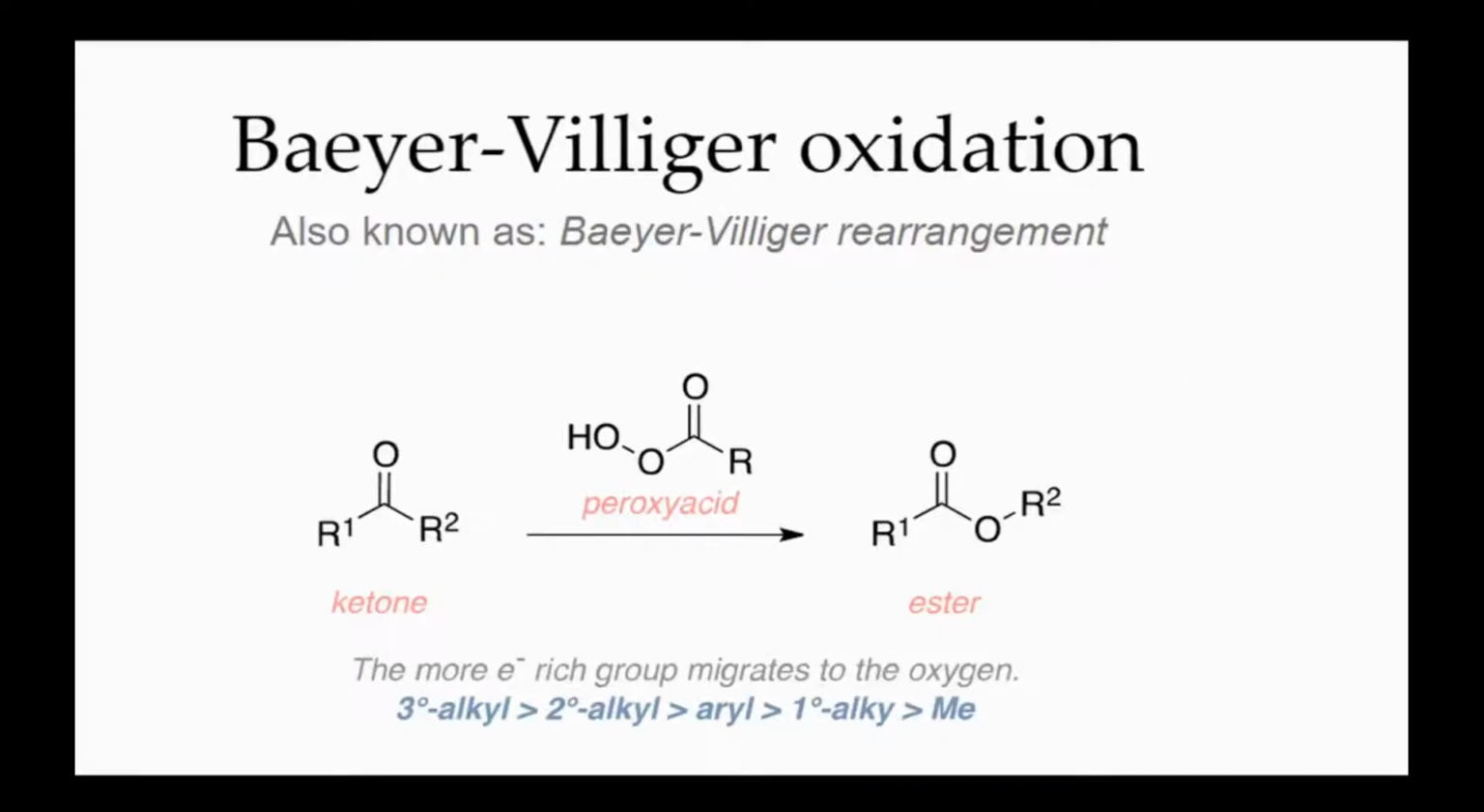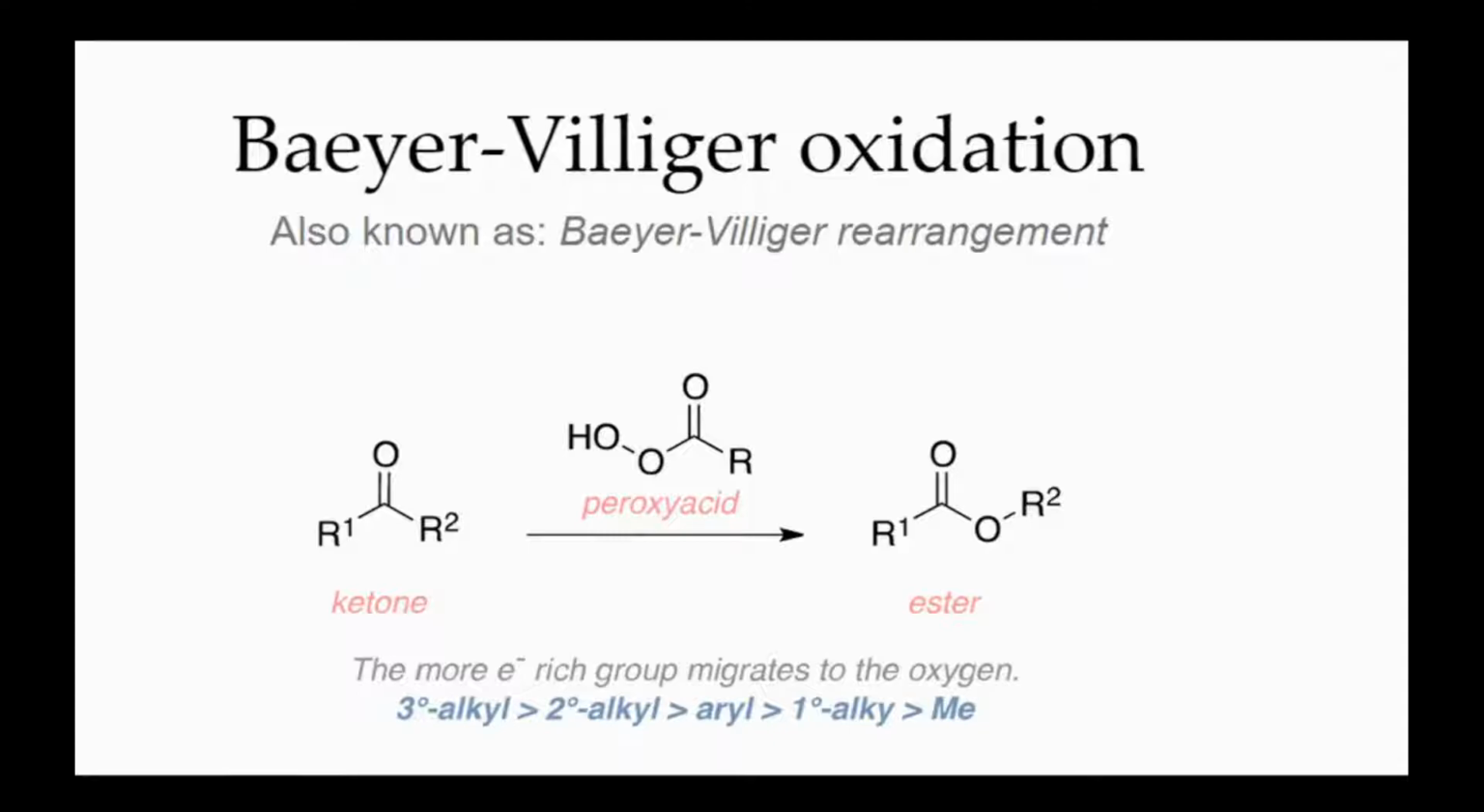Hello friends, in this video lecture series I will be talking about an organic named reaction, particularly the Baeyer-Villiger oxidation. What happens in this reaction is ketones are oxidized into esters, so the insertion of oxygen takes place between symmetrical or unsymmetrical ketones in the presence of a peroxyacid. It could be mCPBA or any peroxyacid.